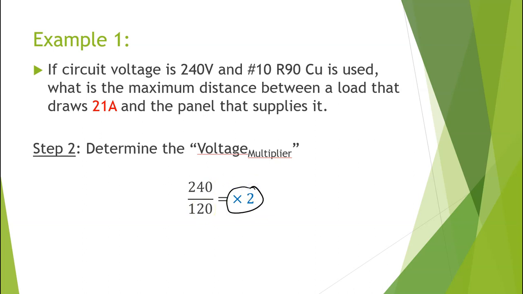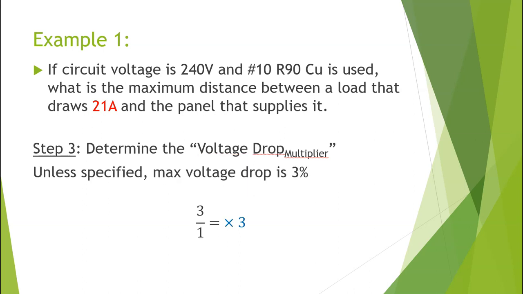I now need to go and get a voltage drop multiplier. Because the question has not specifically addressed a percentage voltage drop, in other words, it hasn't put a different limitation on this installation than the base code limitation, then I'll take the base code limitation, which is 3%. And therefore I get a multiplier for my circuit of times 3. In other words, I can go 3 times the distance that table D3 gave me.